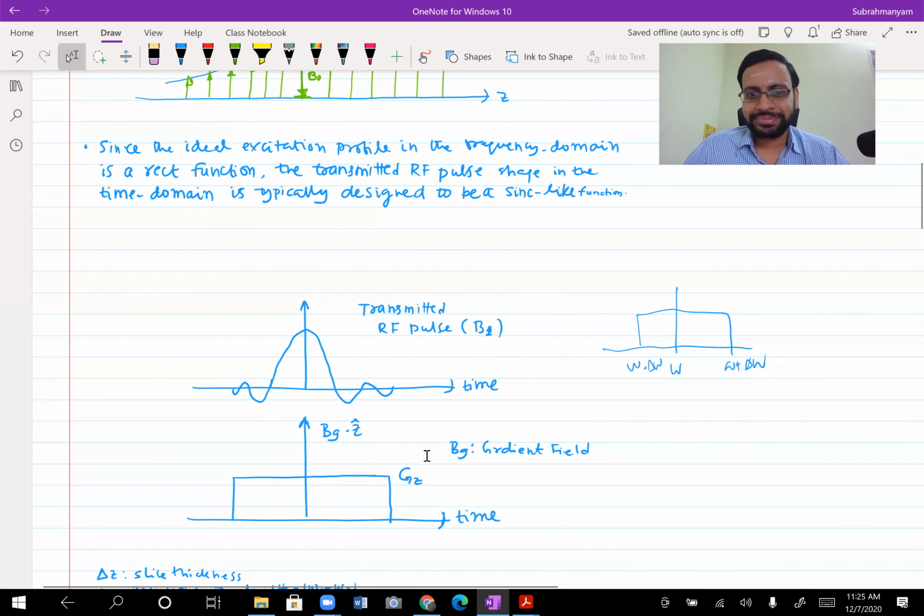Typically it should be an impulse, right? Because we just need a very little amount of energy to tip it off. No. See, what you need is, there is a whole object. Okay, you have the entire object lying, let's say this one is lying in your scanner. Okay, you are going to take the measurements at different slices.